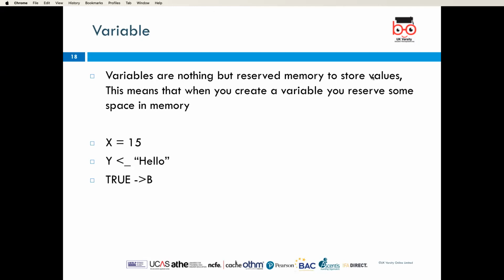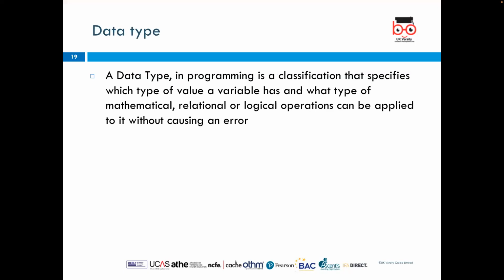So we have variables. Variables are nothing but reserved memory to store values. This means that when you create a variable, you reserve some space in memory. So we can say x is equal to 15, y can be hello, and z can be TRUE. What is a data type? A data type in programming is a classification that specifies which type of value a variable has and what type of mathematical relation or logical operations can be applied to it without causing an error.